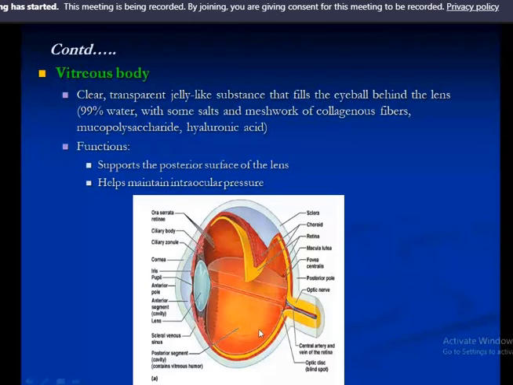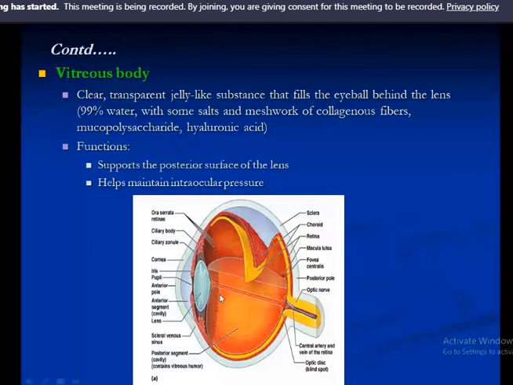Now in the vitreous humor, we have 99% water, and the other parts are occupied by salt, collagen fiber, and hyaluronic acid. Now the function of the vitreous body is that it supports the posterior surface of the lens. Next, it also helps in maintaining the intraocular pressure.